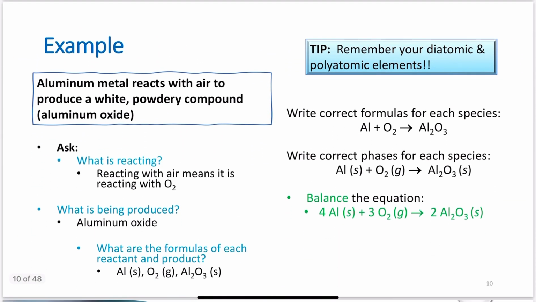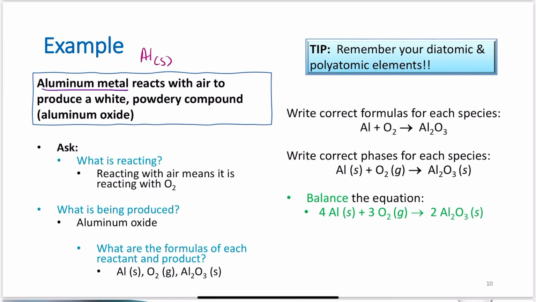Okay, so when you're looking at reactions, especially if you're given words, for example here we wrote out: aluminum metal reacts with air to produce a white powdery compound, aluminum oxide. The first thing I want you to do is ask yourself, what is reacting? Here, we've got aluminum metal, Al, solid, and it says it's reacting with air.